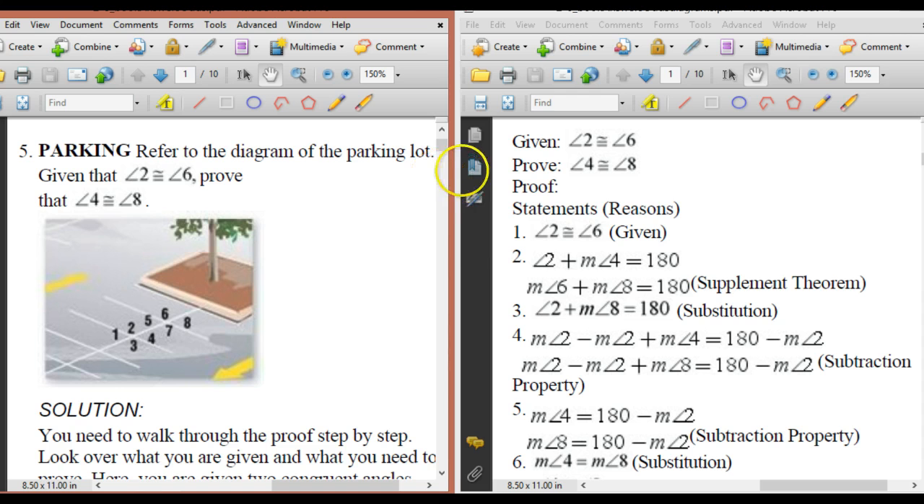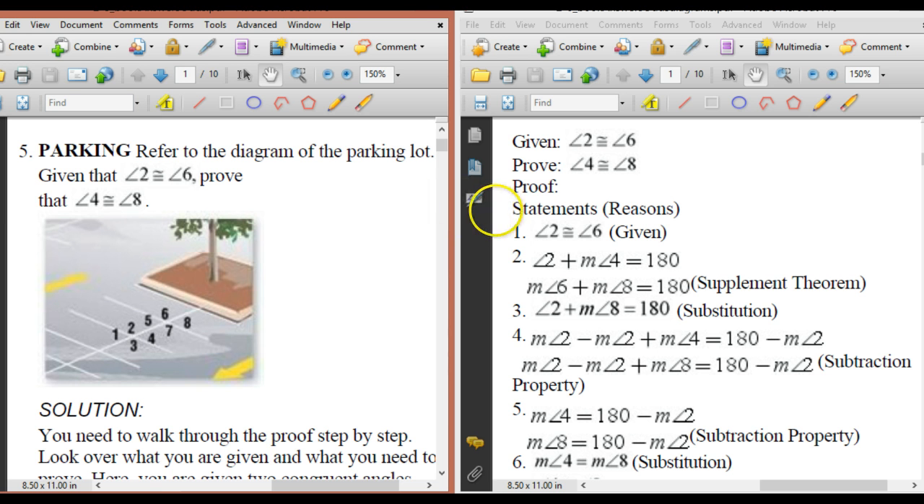The goal here is to prove that 4 is congruent to 8. So we're going to use some substitution. We want to get some equivalent expressions in our equation so that we can substitute various expressions into other equations. So we're going to start moving some things around. We know that 2 and 6 are congruent, so I can swap them in and out for each other. If I take this second statement, take 6 out and put 2 in its place, I get the measure of angle 2 plus the measure of angle 8 equals 180.